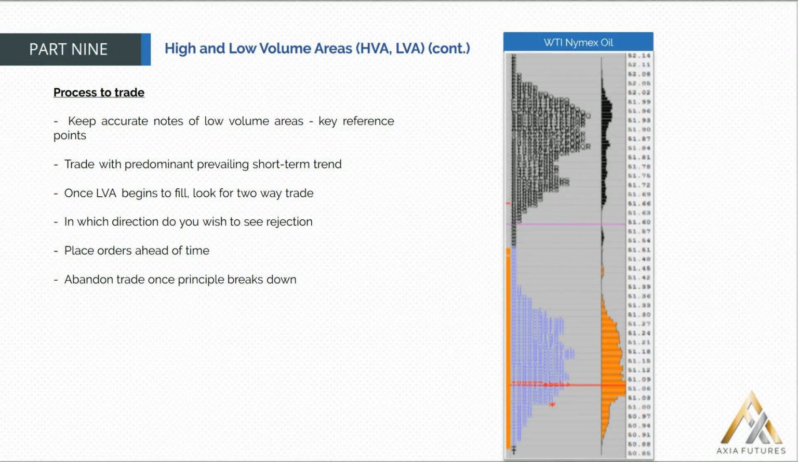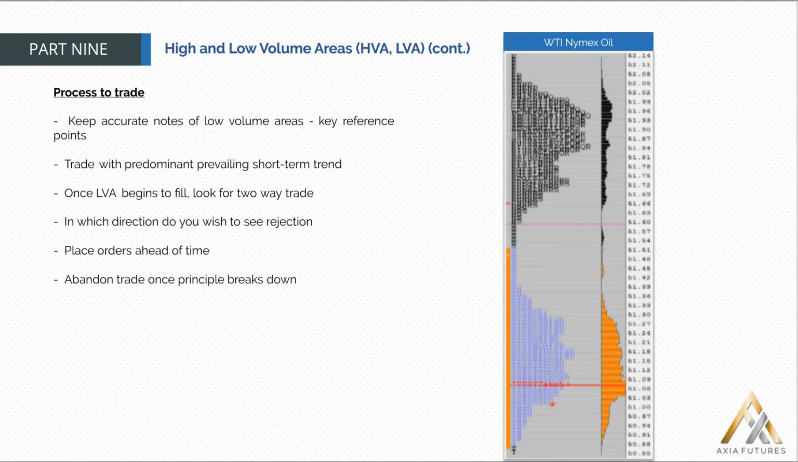So the process to trading the low volume area is as follows. Firstly, keep accurate notes of low volume areas. Why? Because they are key reference points. Now again, remember, a low volume area is not just on a day-to-day profile. We spoke a lot about composite profiles, so you can apply any of these principles, both low and high volume areas, onto any kind of profile from daily to weekly to monthly. Now note, you want to be trading with the predominant prevailing short-term trend.